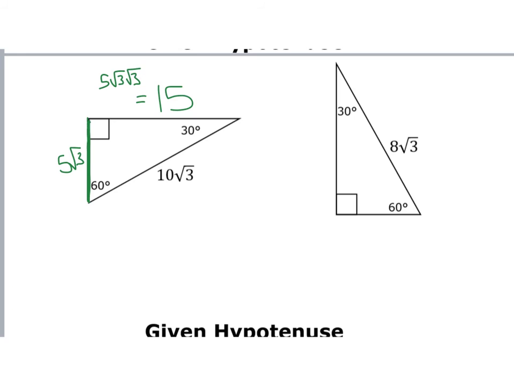All right, and then the next one. My hypotenuse is 8 square roots of 3. What's my short leg? 4 radical 3. What's my long leg? 12. Because again, it's 4 square roots of 3 times square root of 3. The square root of 3 cancels to just a 3.